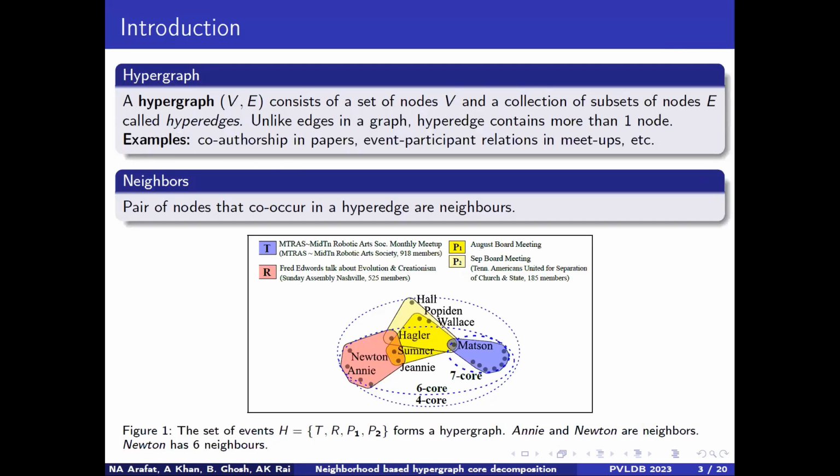A hypergraph consists of a set of nodes and a set of hyperedges. A hyperedge consists of more than one node. Examples include co-authorships in papers, event participant relations in meetups, etc.